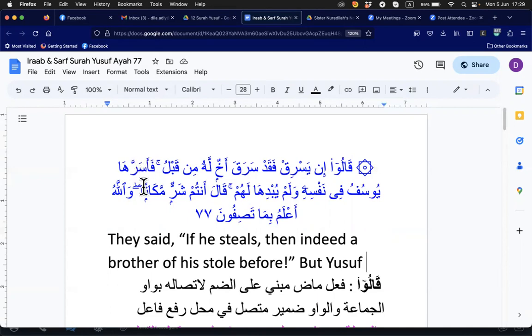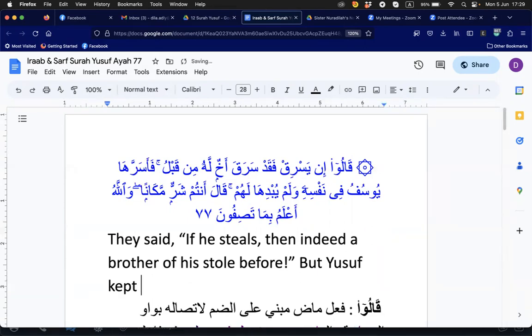Here is what? It's like kept it a secret, is it? Yeah, kept it secret. Kept it hidden, I would say. Kept it hidden, yeah. Okay, hidden. And then what do you say? Fi nafsi? Within himself, fi nafsi. Yes, good. Within himself.